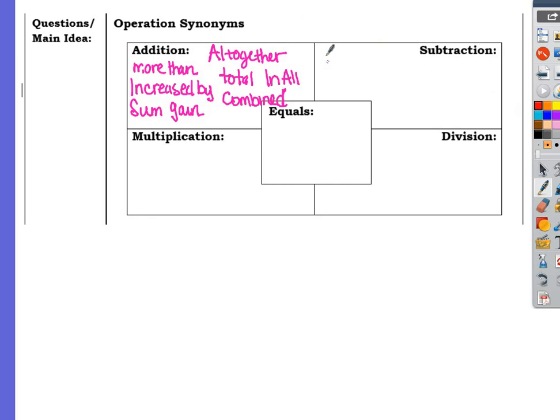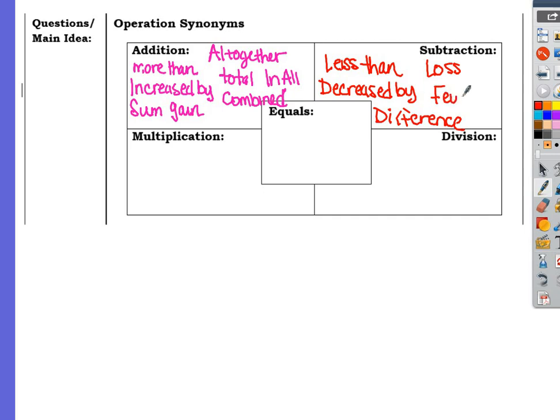So subtraction is going to be things like less than, decreased by, difference, loss, or fewer. And you'll see a lot of these are opposites of each other.